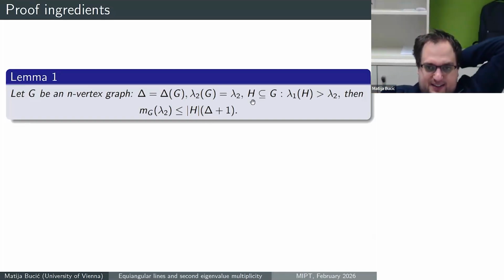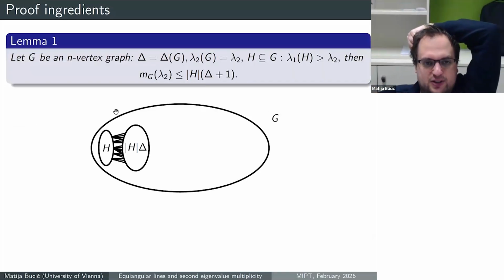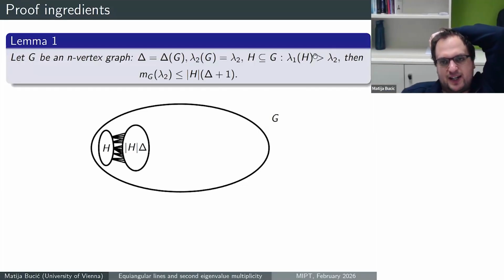So what it says is that if you have a host graph G and a subgraph H which has its largest eigenvalue bigger than the second largest eigenvalue of the host graph, then you get an upper bound on the multiplicity of the second eigenvalue of the big graph, of the form: how many vertices the small one has times the max degree plus 1.